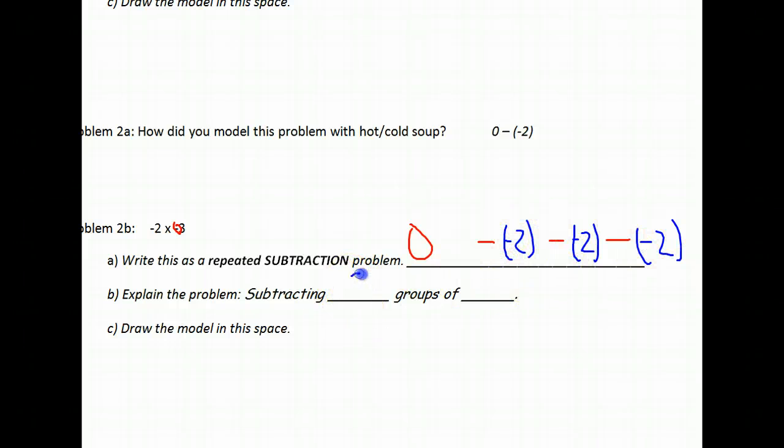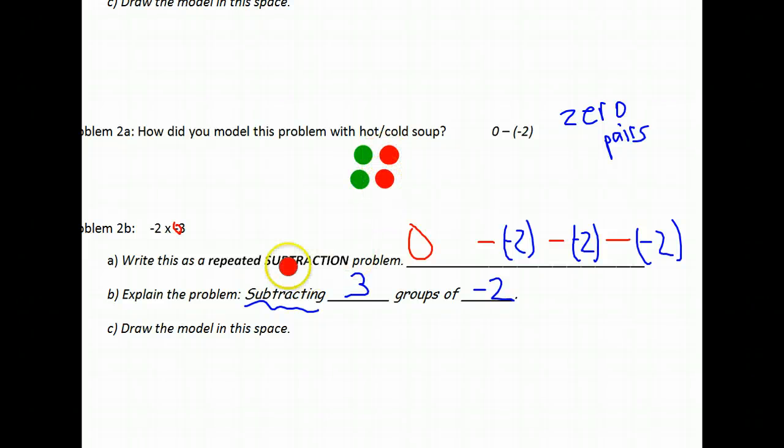What we're doing is subtracting 3 groups of -2. To model it, you've got to remember back when we were using that soup, you've got to remember 0 pairs. If we wanted to get these cold chips, we're trying to subtract these cold chips, we need to get them into the soup first. So we bring them in as 0 pairs. And then now that they're in the soup, we can take out the colds and be left with the hots, the +2.